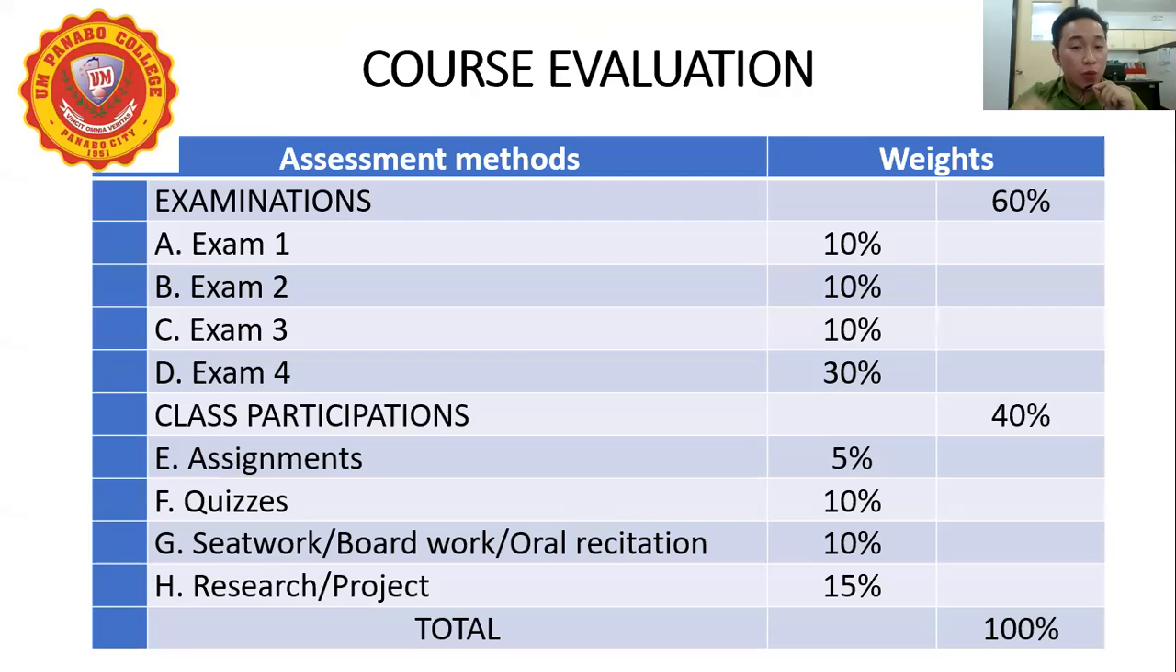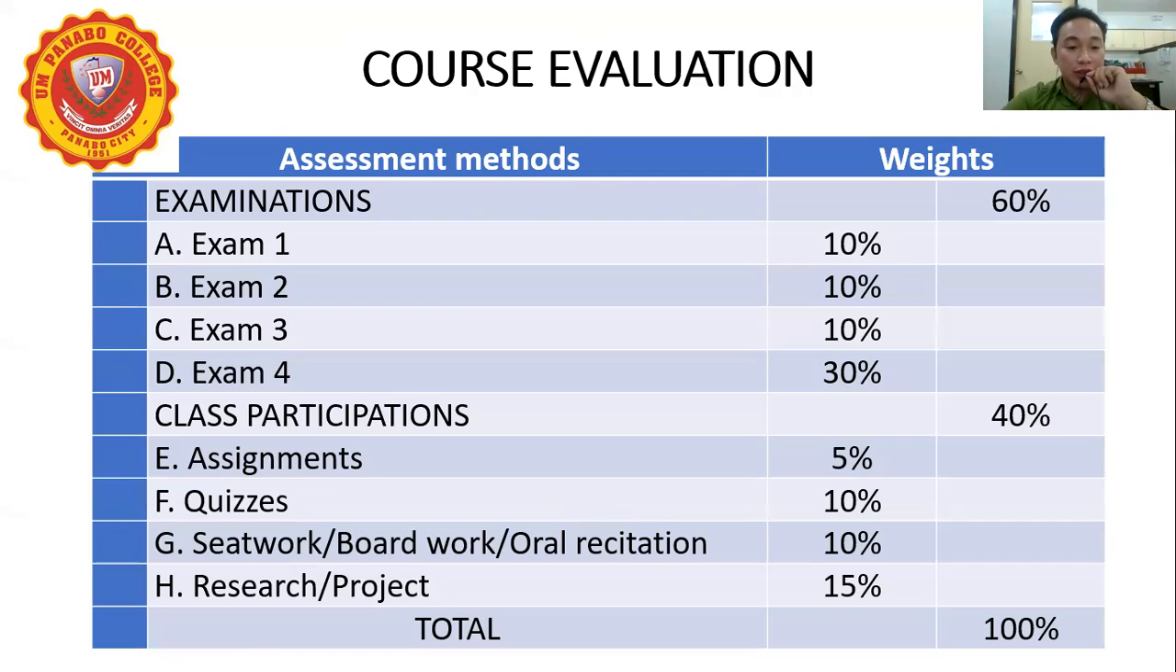You have here the course evaluation. So you will have four examinations. The first, second, and third exams each have a weight of 10%. And then the final exam or the fourth exam is 30%. So that is much greater weight, right? Because 100 items. So that is a total of 60% of your grade. So malaki yung weight ng exam.